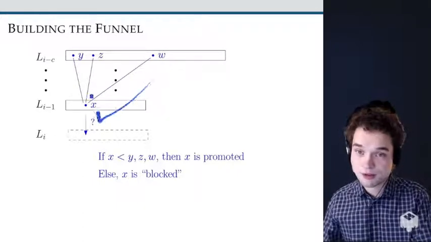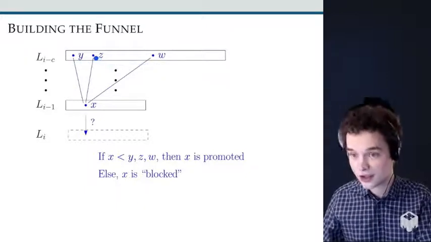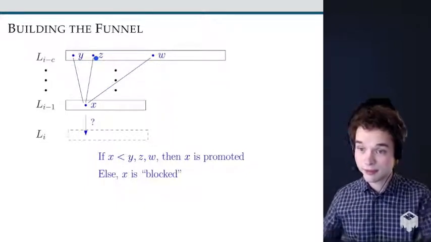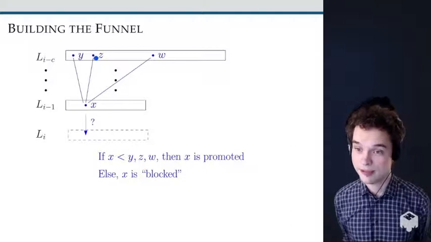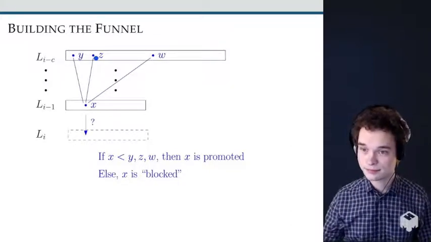So by comparing to a level that's higher up, and then comparing to a large constant number of vertices in that level, we end up making it so that our levels behave better as we construct smaller and smaller levels.